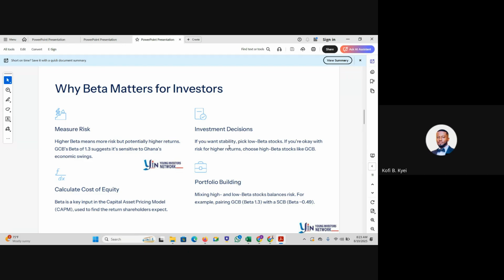If you're okay with risks for higher returns, choose high beta stocks. If you want to take risks, you choose GCB, you choose MTN. You have a higher beta, that is more than 1. Now, calculate cost of equity.